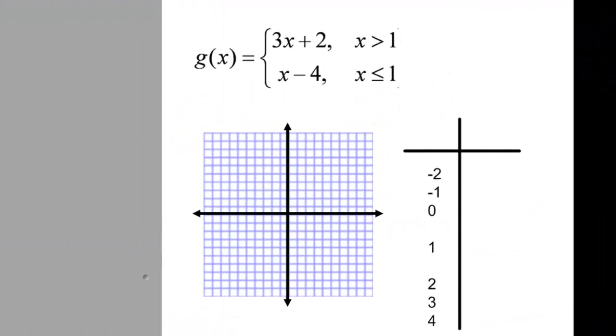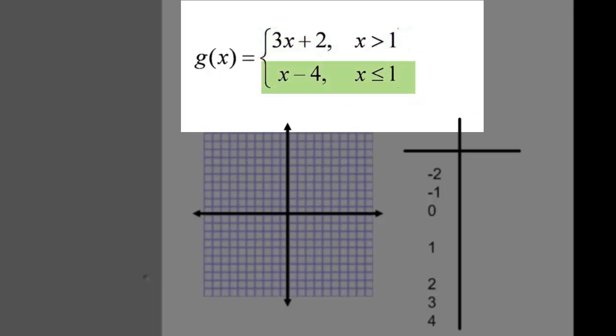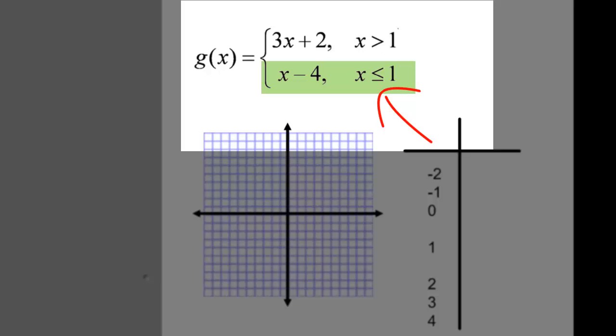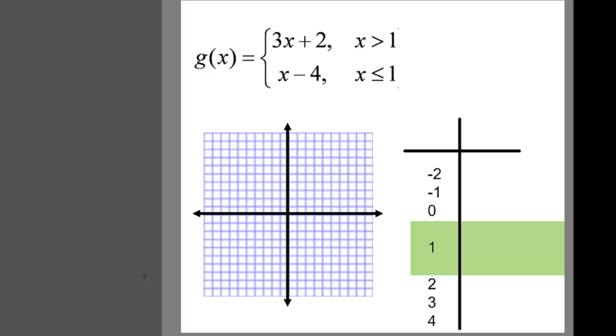Here's another example of a piecewise defined function. We have g of x is equal to the top piece, which is 3x plus 2, and we use that for inputs that are greater than 1. And then we use x minus 4, that function, for inputs that are less than or equal to 1. So similarly, since 1 is the boundary, on either side of 1, I'm using a different function. Let's see what's happening.